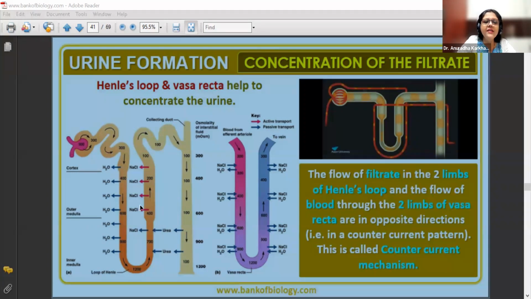From here, NaCl moves out. You can see very clearly NaCl is moving out. Out matlab kya? What do you mean by that word out? Out ka matlab hai into the blood of the vasa recta, and of course some amount in this interstitial fluid. ये interstitial fluid है. हाँ, yes, it will be absorbed by the vasa recta का blood.